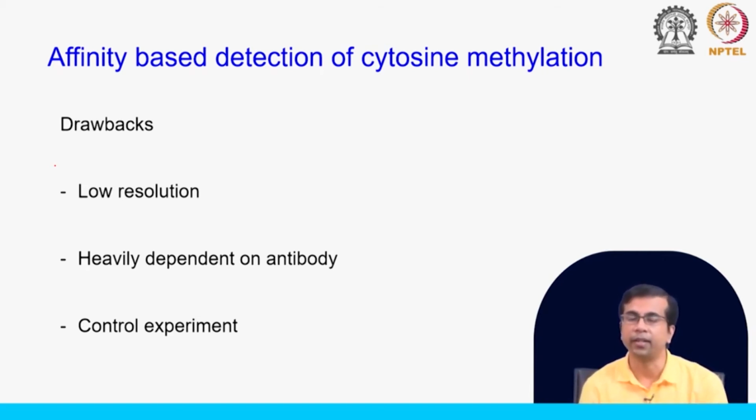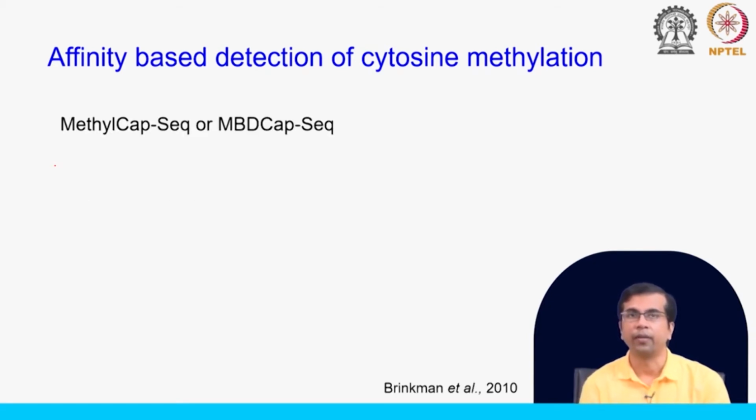So, you need to have this antibody, you need to have this immunoprecipitation, then you also have to have control experiments, then you have to sequence both and then compare them to identify regions. Even after all this, you will not get very high resolution.